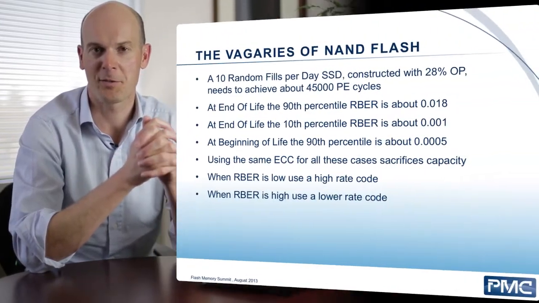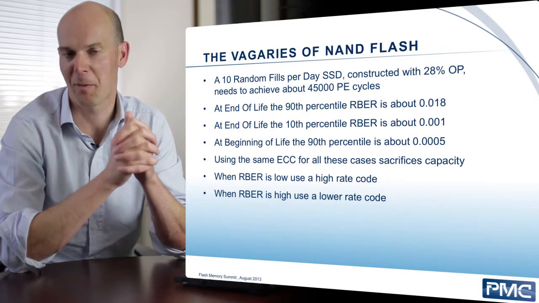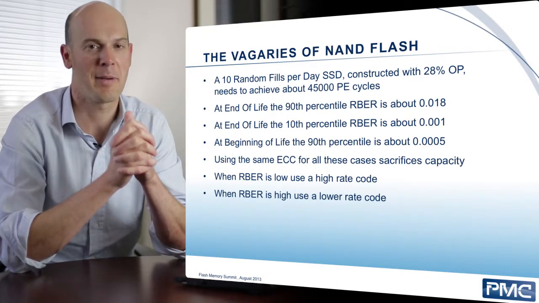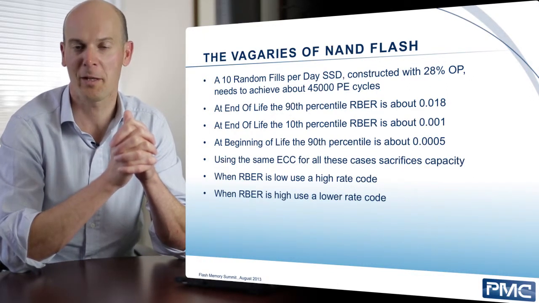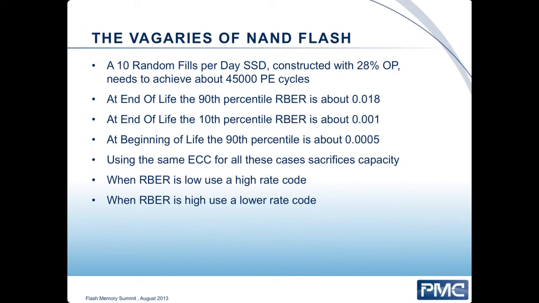In order for us to deliver a quality solid-state drive to the consumer, we're required to reach a certain number of drive fills per day. That is a quality metric of measurement for solid-state drives. So for example, a 10 random fill per day solid-state drive constructed with 28% of over-provisioning needs to achieve about 45,000 program erase cycles.